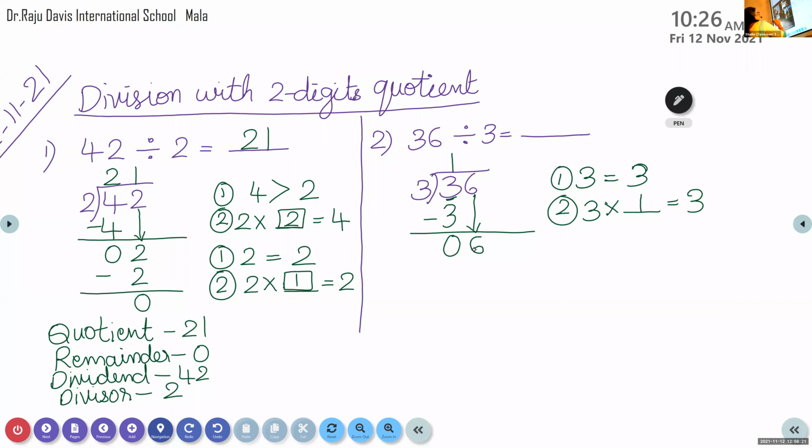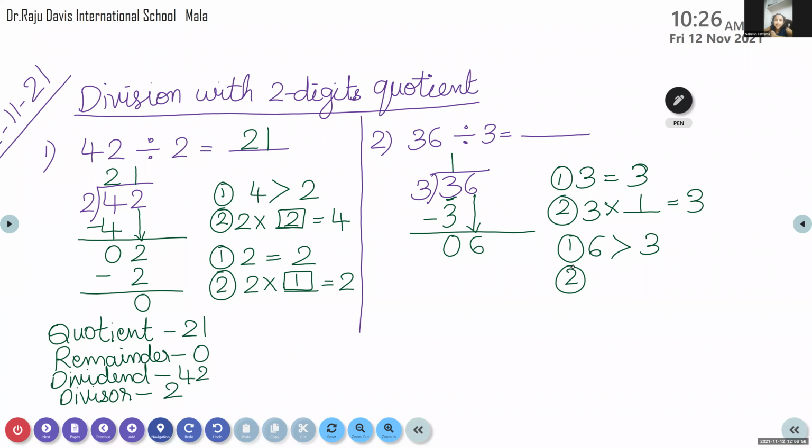Good, dear. Now Sehrish. Now we need to do the first step again. Repeat it. The dividend 6 and the divisor 3 are to be compared. 6 is greater than 3, so no, you should not put 0. You have to solve. Move to the second step.